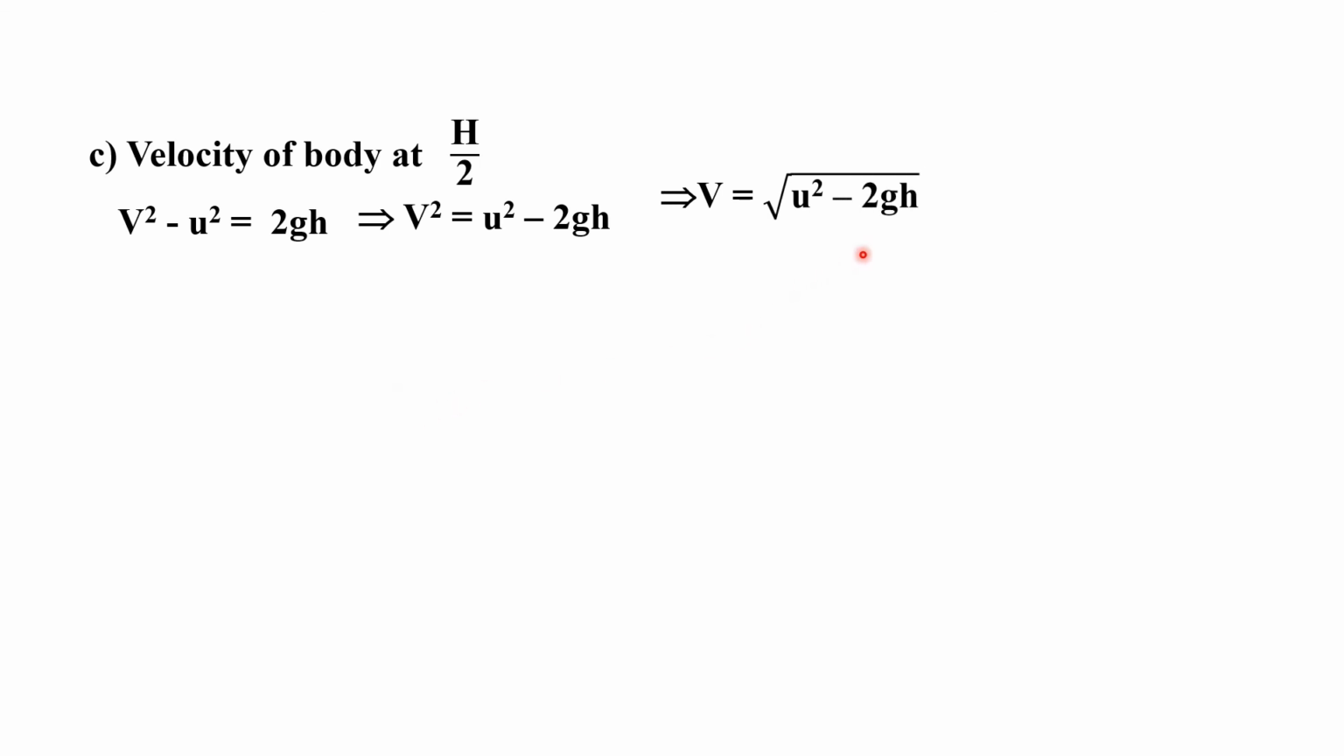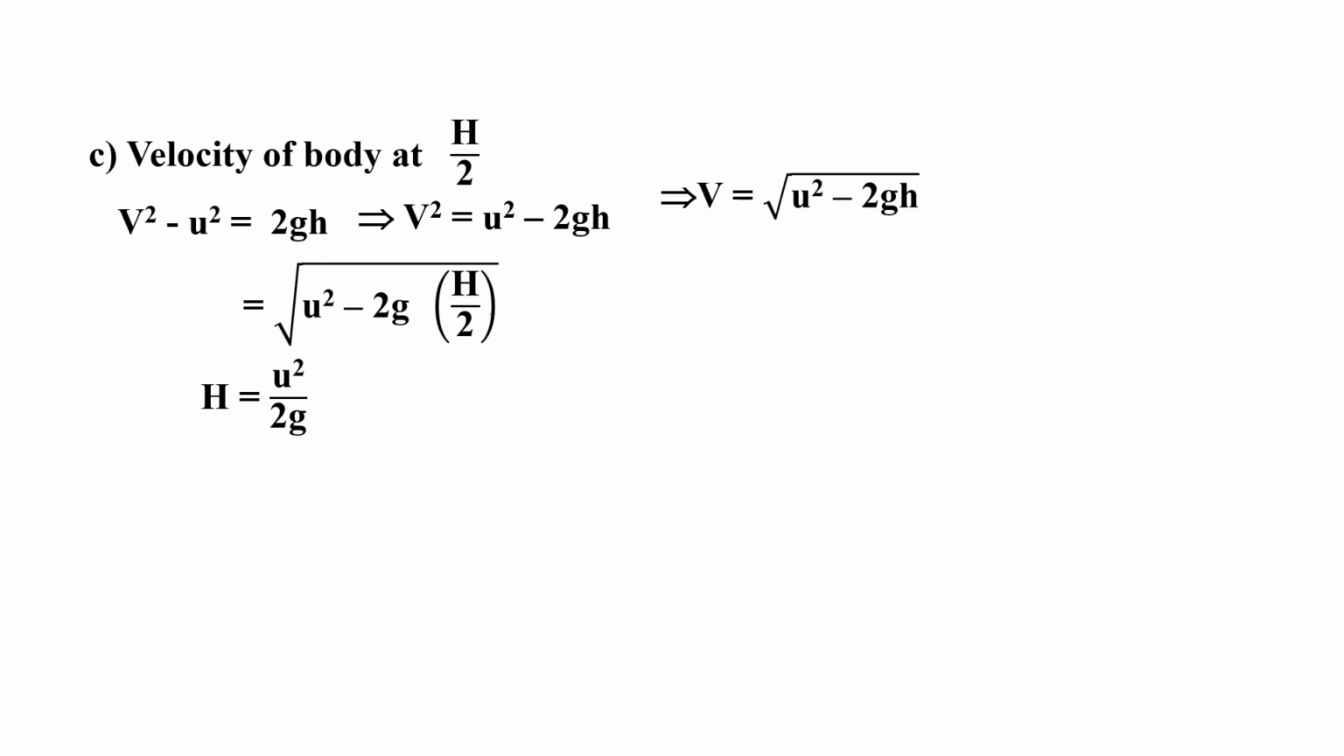Next, velocity of the body at h by 2. v square minus u square is equal to 2gh. So from this, v square can be written as u square minus 2gh. So v is equal to root of u square minus 2gh. Substituting h by 2 in the place of h, the equation becomes root of u square minus 2g into h by 2. Here h is the maximum height, h is equal to u square by 2g, substituting u square by 2g in the place of h.